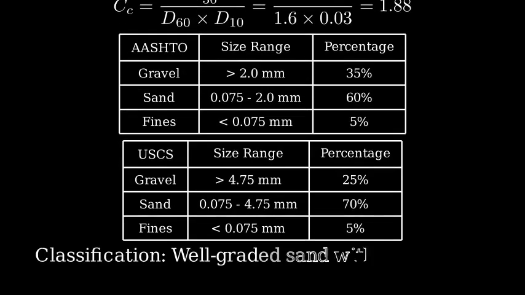Based on these results and the coefficients we calculated, this soil would be classified as a well-graded sand with gravel. The high Cu value of 53.3 indicates a wide range of particle sizes, and the Cc value of 1.88 falls within the well-graded range of 1 to 3.